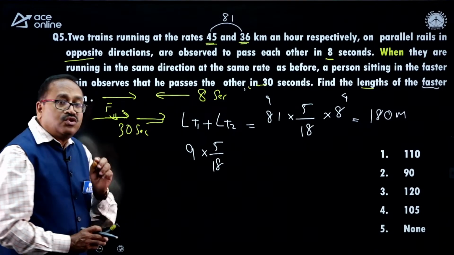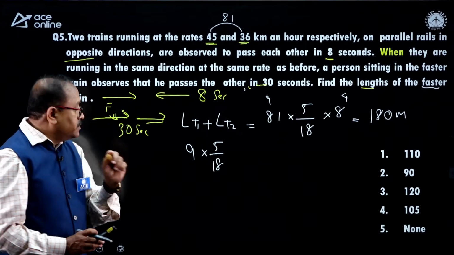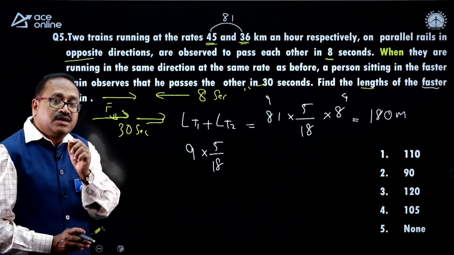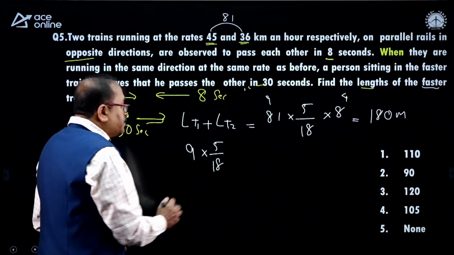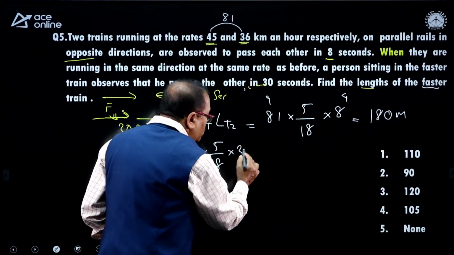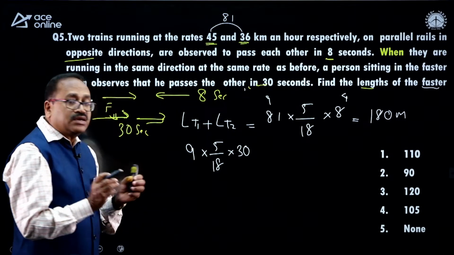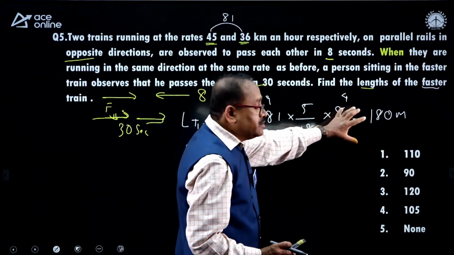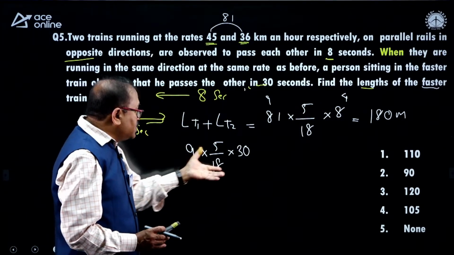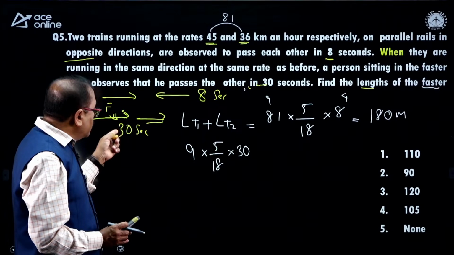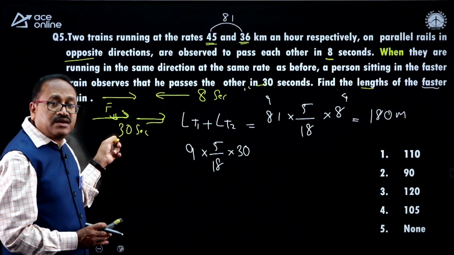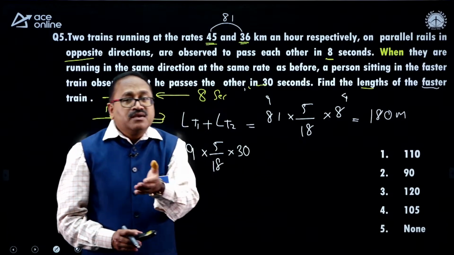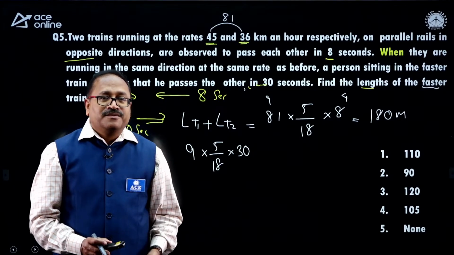So, I can get the slower train length: speed into 30 will give us the slower train length. So, let us multiply this one by 30. So, I will be getting the slower train length. And I have the total length over here. I will get the slower train length because of the given fact here in the second line. So, once I get the slower train length, I will be getting the faster train length.